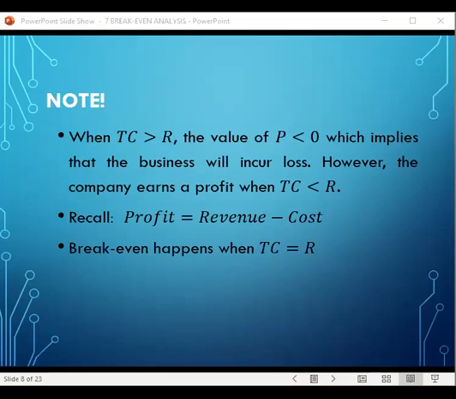Again, let's recall a formula. Profit is equal to the revenue minus the cost. So the revenue and the net sales is just the same. And the break-even happens when the total cost is equal to the revenue, or the total cost is equal to the net sales.